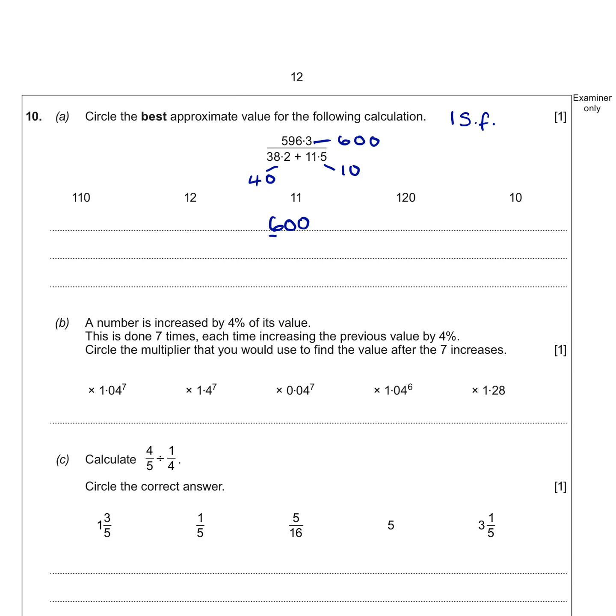600 divided by 40 plus 10 will be 600 divided by 50. Cancelling top and bottom by a factor of 10, we're going to have 60 divided by 5, which is 12.